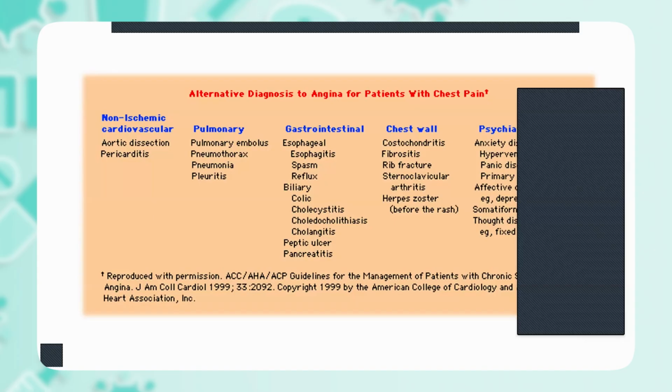Now, it's very simple. How would you rule out an aortic dissection? You have done the ECG. What should be the next step to rule out an aortic dissection? Simple step, which would also help you rule out your pneumothorax and pneumonia.